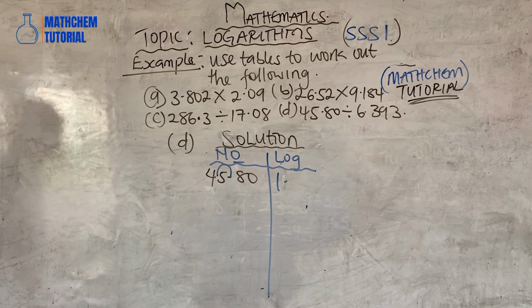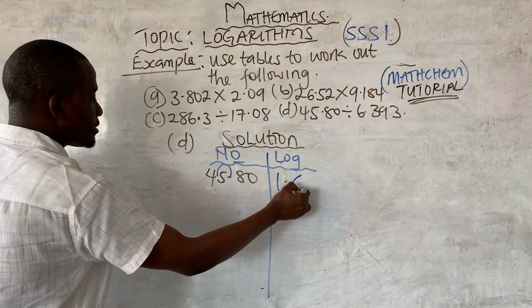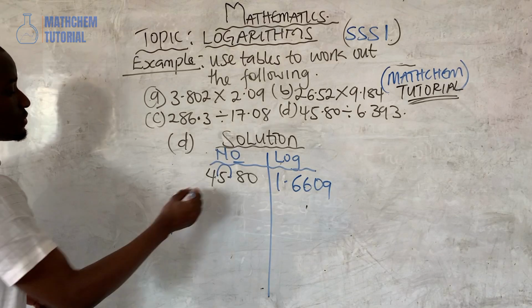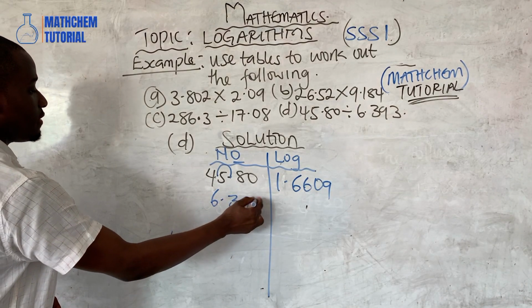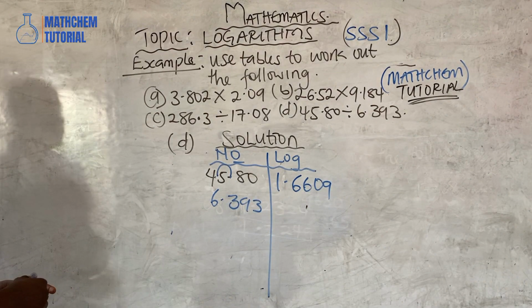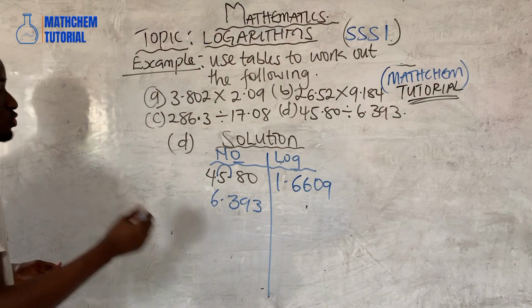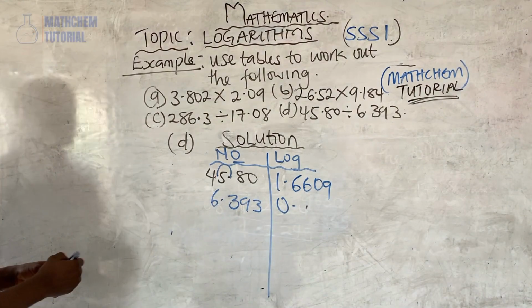6609. Then I'll write the second number, which is 6.393. Now look at this, 6.393. This decimal point here is at the normal position, so it's just going to be 0 point.